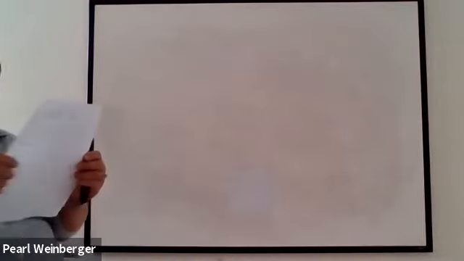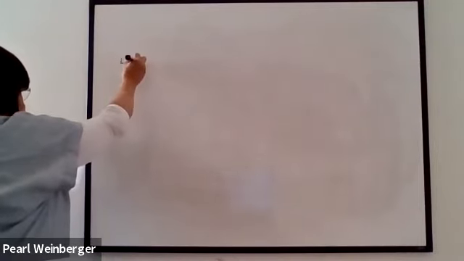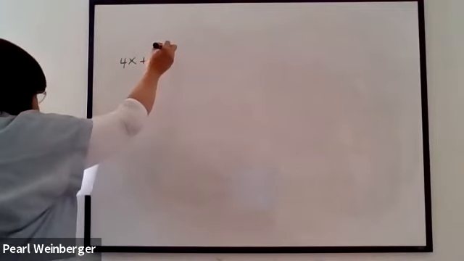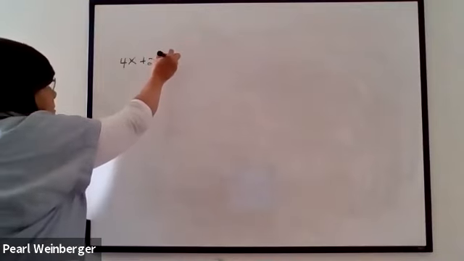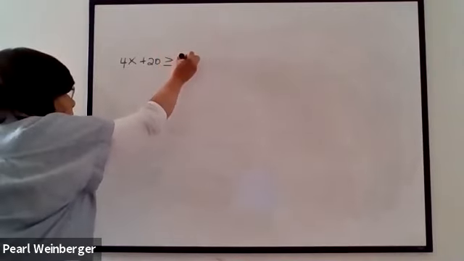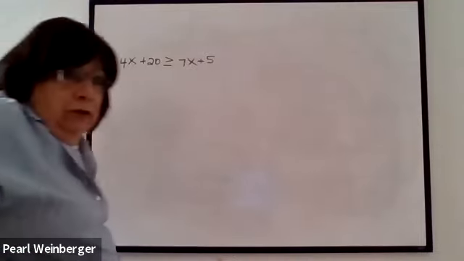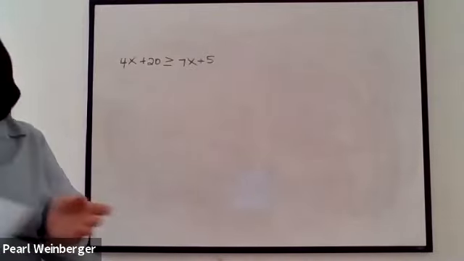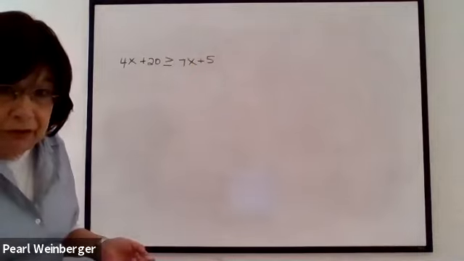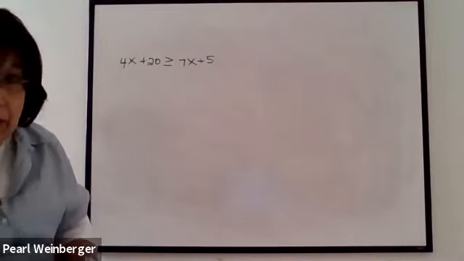So let's say I gave you something like this: 4x plus 20 is greater than or equal to 7x plus 5. Okay, this is a little bit more complex. There are more terms. We don't have any parentheses here, but we could have parentheses just like we have in an equation. We could have parentheses here as well. Okay, how are we going to solve this inequality?